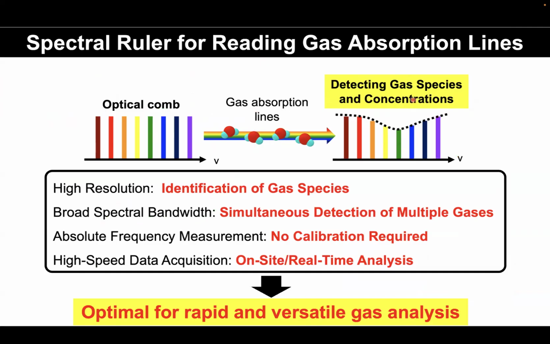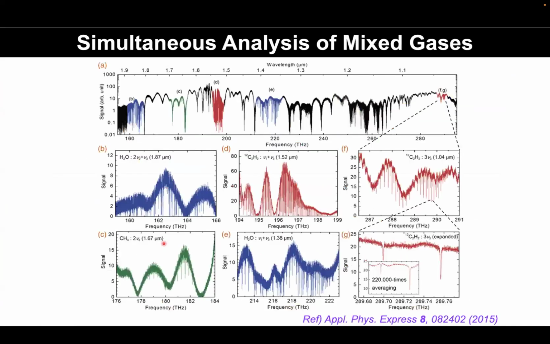Right at the position of the gas absorption line, we can easily read this absorption using an evenly spaced comb line as a scale. With an optical comb, we can perform gas spectroscopy with a high resolution, broad spectral bandwidth, absolute frequency measurement, and high-speed data acquisition. Therefore, this makes it optimal for the rapid monitoring of environmental gases.